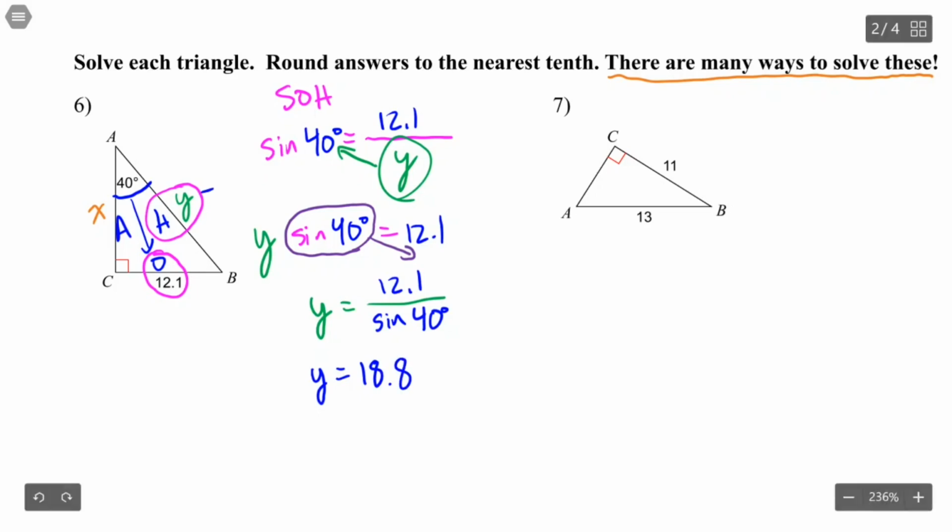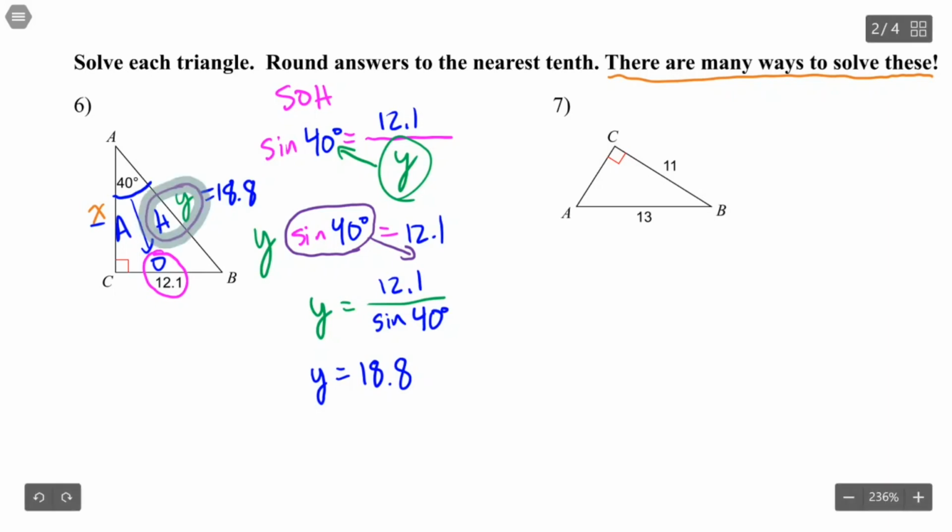Now I know this is 18.8. Now, I could use the 18.8 to solve for the x, but I really don't want to do that. The reason I don't want to do that is because 18.8 was a rounded number. So if I then use a rounded number to solve for x, I'm going to be rounding twice, which makes it less accurate.